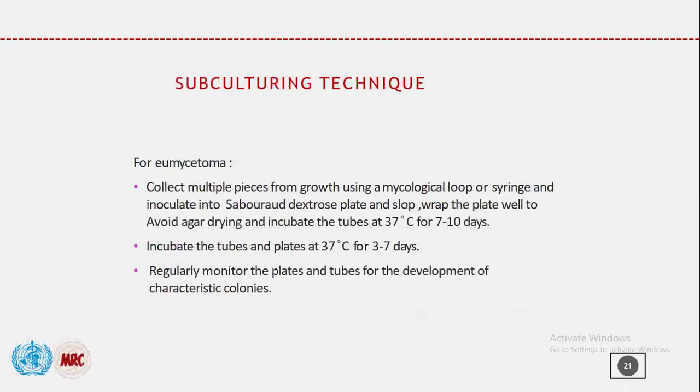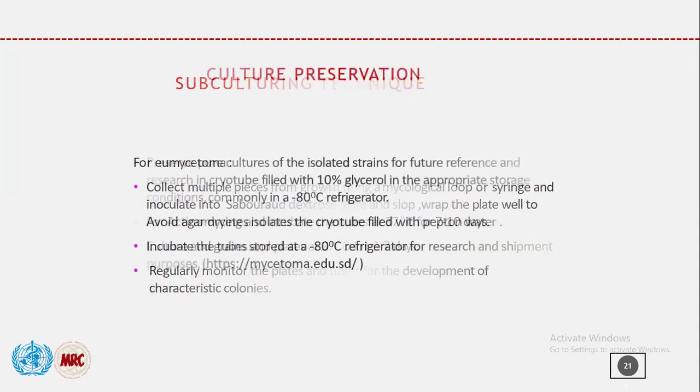For eumycetoma, collect multiple pieces using a mycological loop or searing needle and inoculate them onto a separate dextrose agar plate and slope. Also, we need to make sure we wrap the plate well to avoid agar drying, and incubate the tube and plate at 37 degrees centigrade for 7 to 10 days and observe for growth.